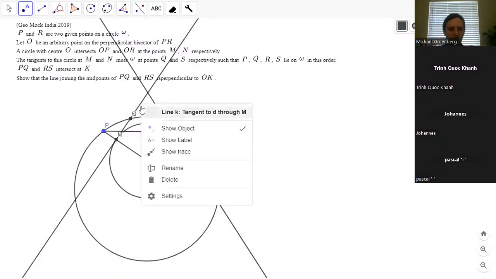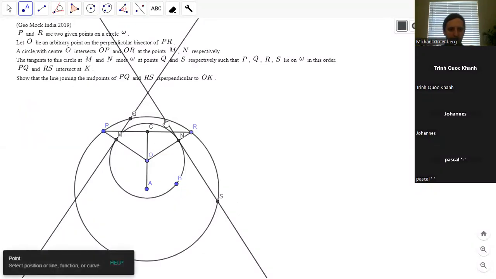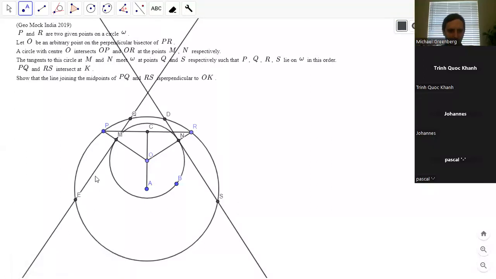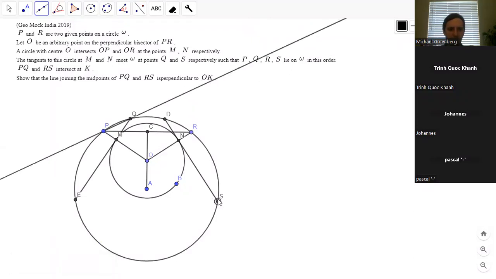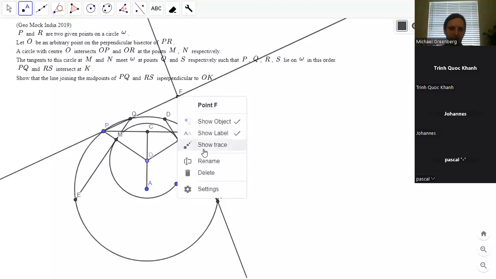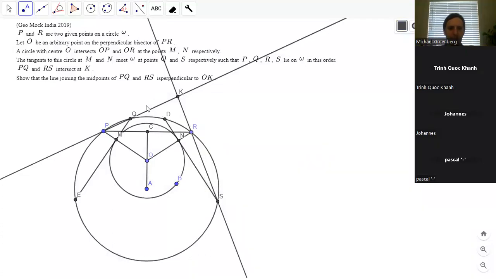So maybe it might just help to draw the symmetric points like that. So QD is parallel to PR by symmetry, and so is ES. But PQ and RS intersect at K. So here's where the diagram gets less symmetric. They meet at K. It almost looks like K, D, and E are collinear. Maybe not actually. That's K.